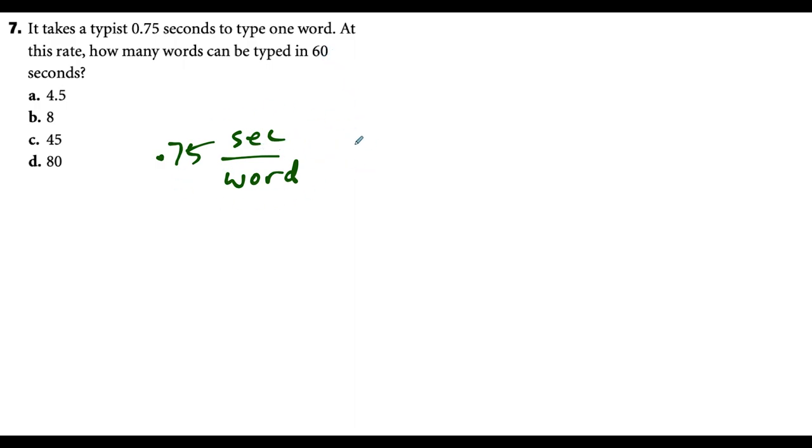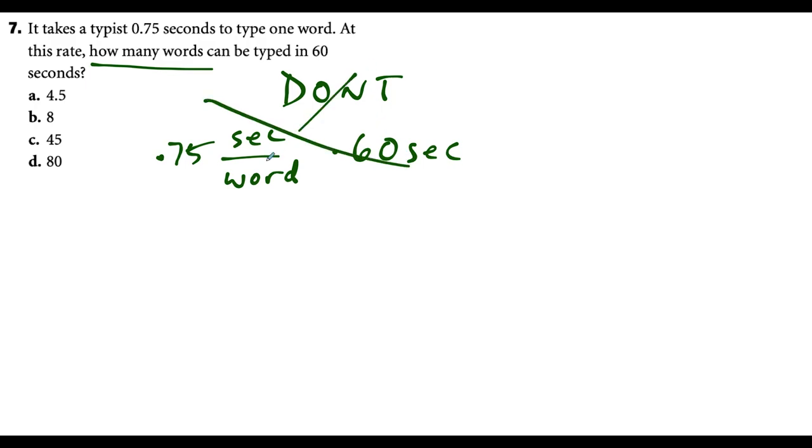And for something like this, if you were to multiply by 60 seconds, that would not be the way to go here. So I'll just say this first. Don't do this times 60 seconds, because if you multiply, seconds times seconds is seconds squared, which wouldn't make sense. We want to know how many words. We don't want seconds squared in our answer, so we're not going to do this. So what you're going to do is take 60 seconds and divide it by 0.75 seconds per word.